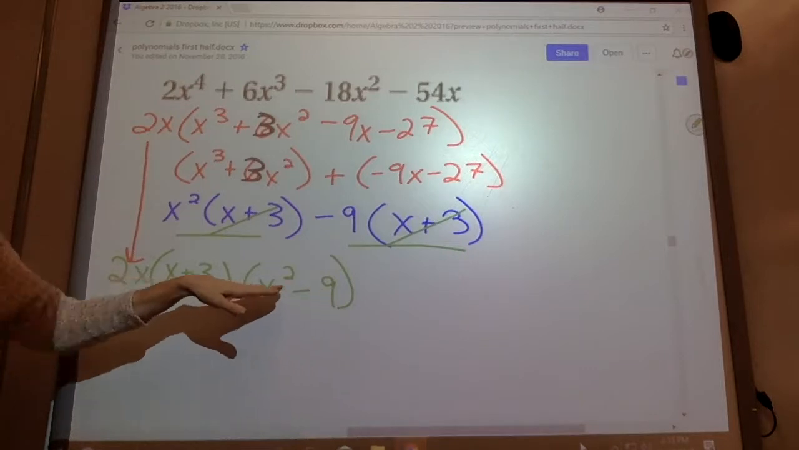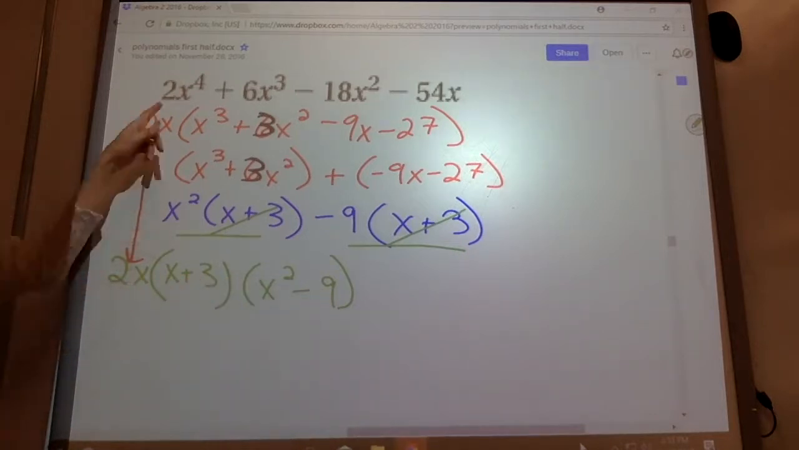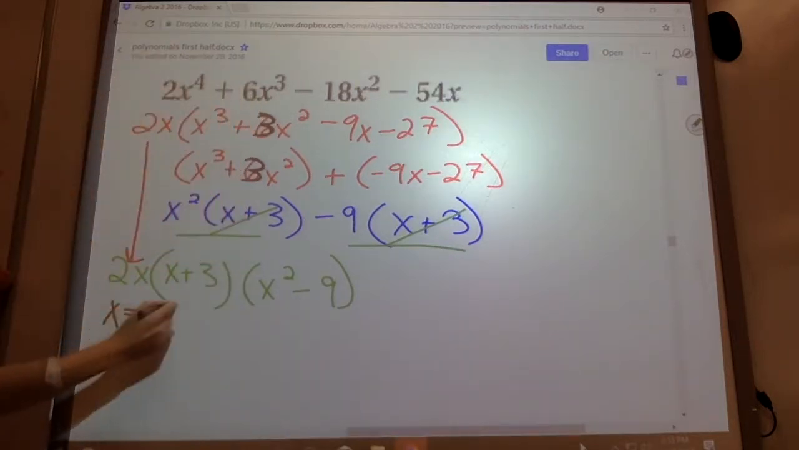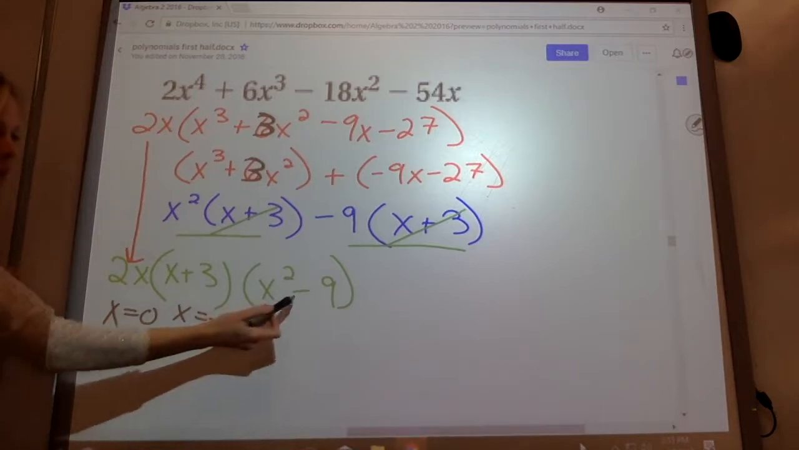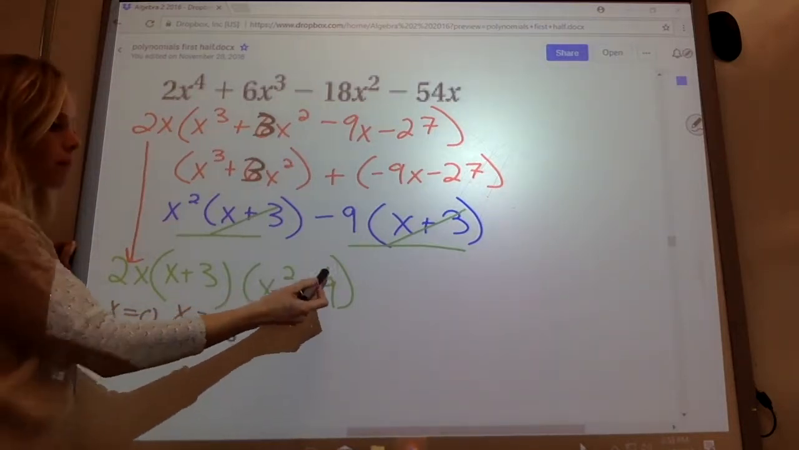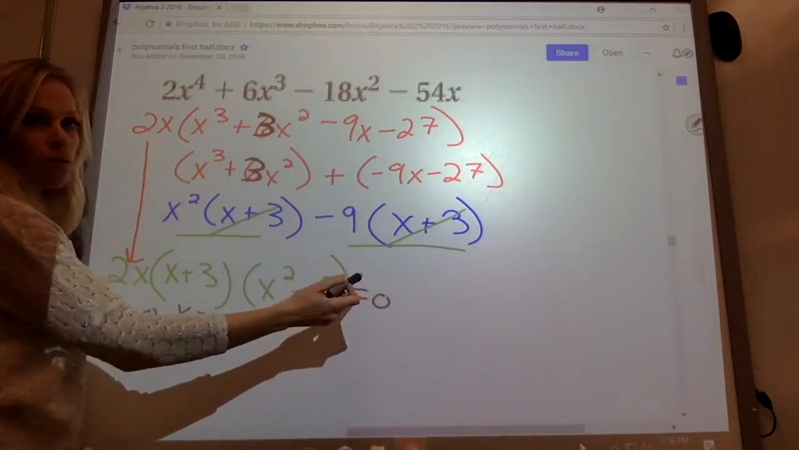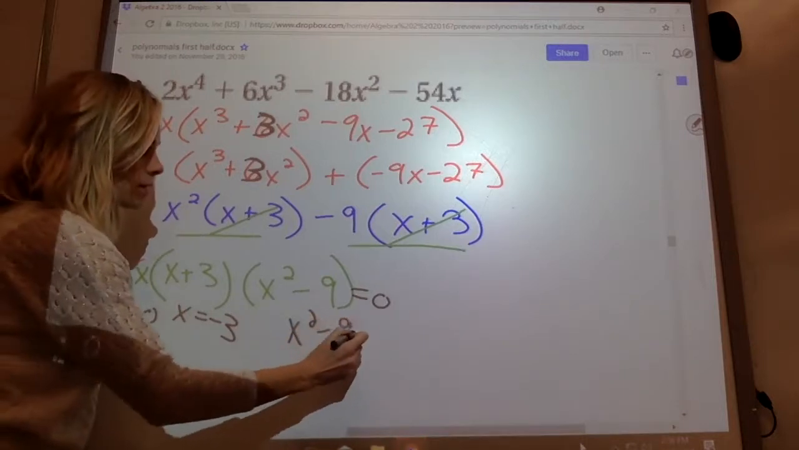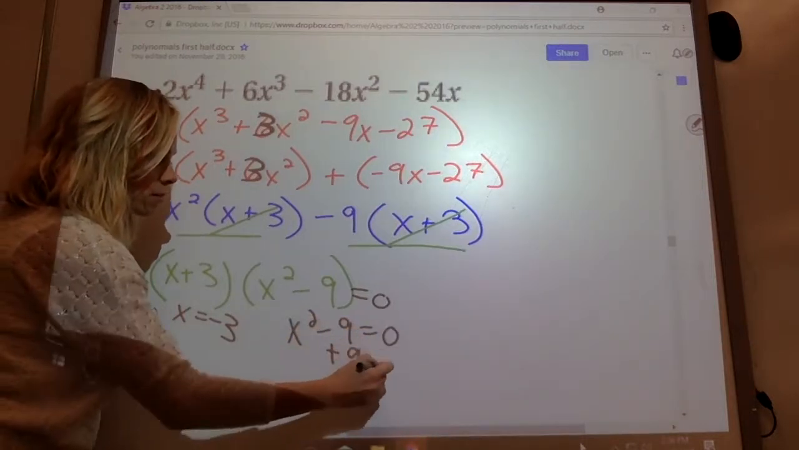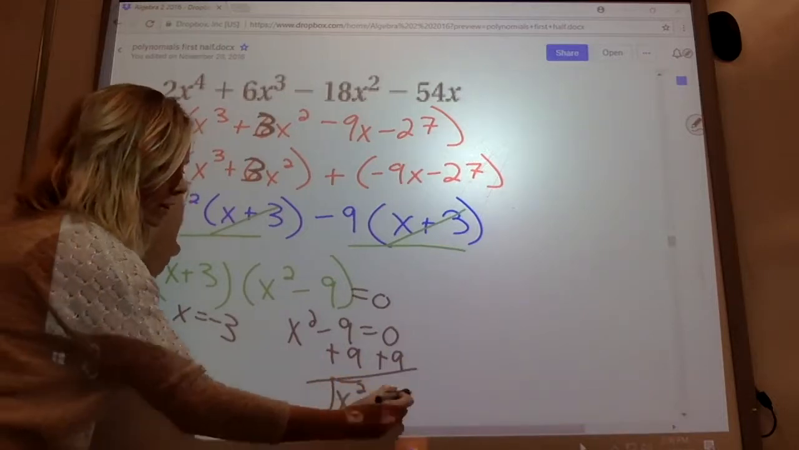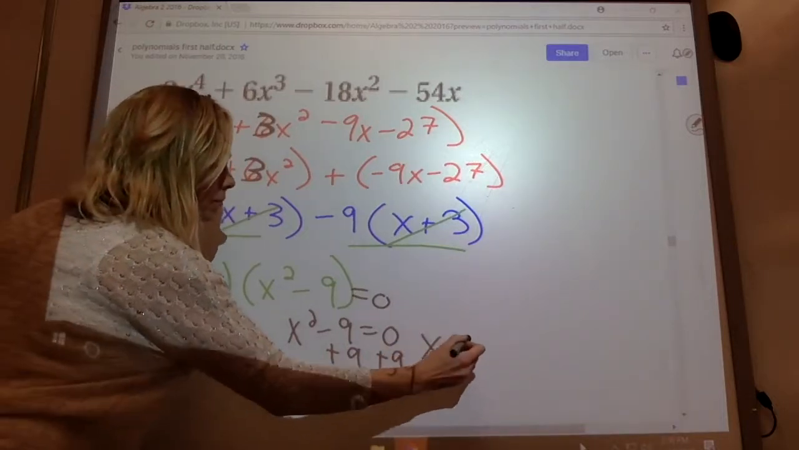I should be able to take this factored form and find all 4 of my roots. 2 of them are pretty easy to see. What are they? 0 and... Okay, now I need to solve this one and find 2 more. Some of you might be able to see that. You're going to add 9, square root both sides, plus or minus square root of 3. If you can't see that, you've got to go ahead and use your algebra. So then I would square root and I'd get plus or minus 3.